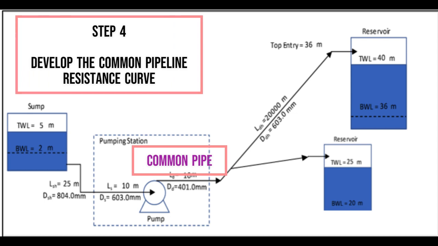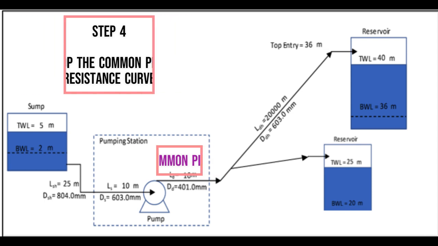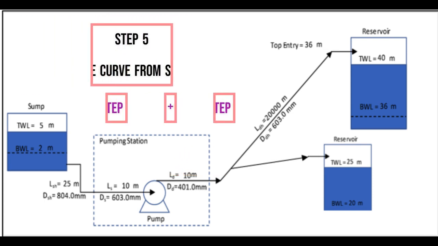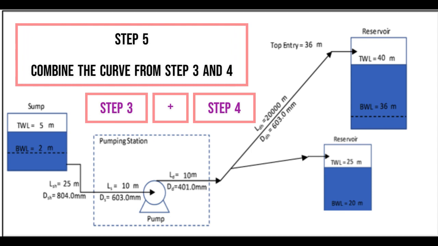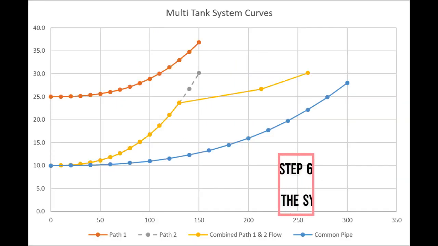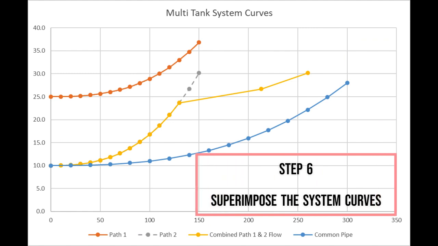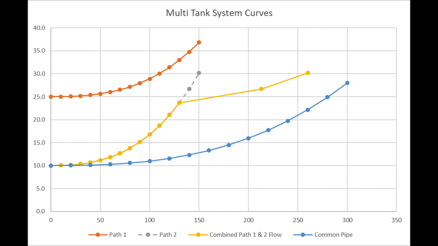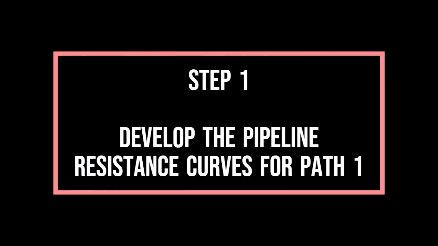Step 4. Develop the pipeline resistance curve for the common pipe, taking into account the static head from the sump to the elevation of the junction. Step 5. Combine the curves from steps 3 and 4 in series to develop a system characteristic curve. Finally, step 6. Superimpose the system curve with the pump curve to develop a pump performance and system characteristic curve. I will walk you through how this can be done.